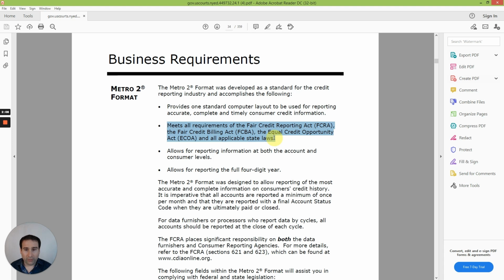Again, it meets the requirements of all applicable federal and state laws, and allows for reporting information at both the account and consumer levels, so they can report information about the underlying financial account, and they can also report information about the consumer: name, address, date of birth, social security number, and so forth. It allows for reporting the full 4-digit year.